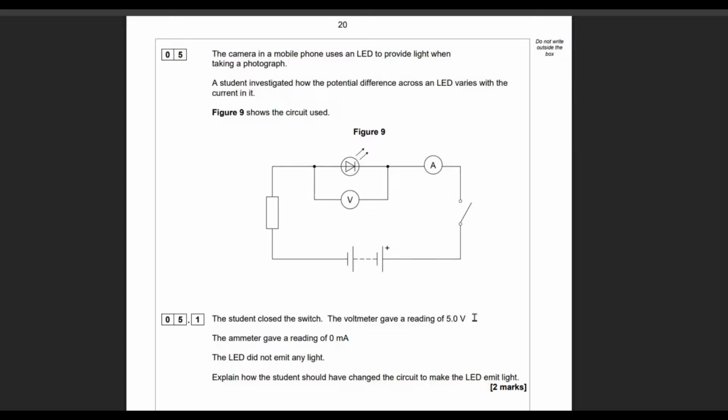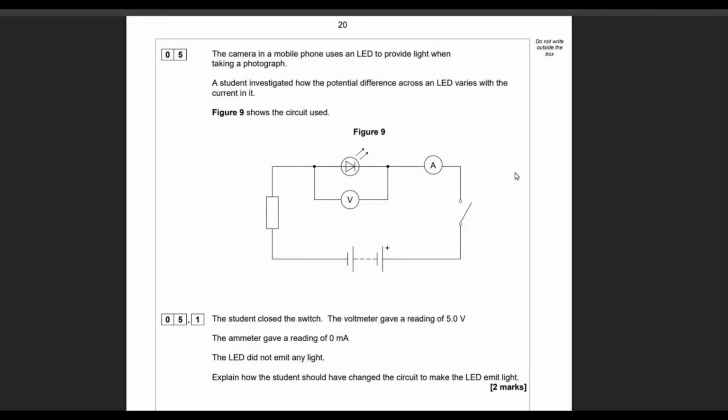The voltmeter gave a reading of 5. The ammeter gave a reading of 0 milliamps. The LED did not emit any light. Explain how the student should have changed the circuit to make the LED emit light. It's worth 2 marks. Why don't you have a think about it?